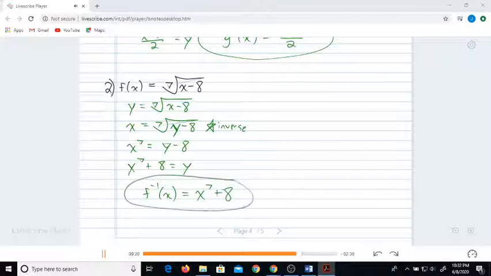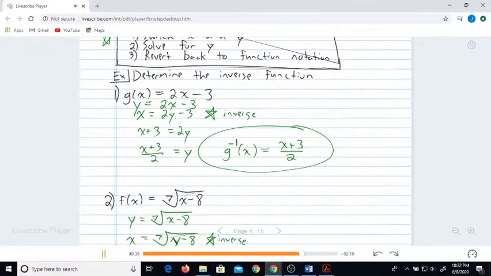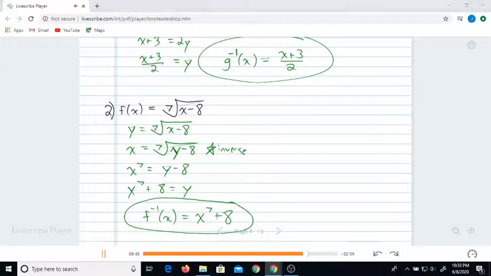These last two examples demonstrate what I call intuitive inverses. If you look at example 1 with function g, the inverse of 2 times x minus 3 is x plus 3 divided by 2. Makes sense. The opposite of minus 3 is plus 3, and the opposite of times 2 is divided by 2. We can see that in example 2 with function f, the 7th root of x minus 8. Instead of minus 8, we have plus 8. Instead of the 7th root, we have a 7th power. So you could probably guess these.